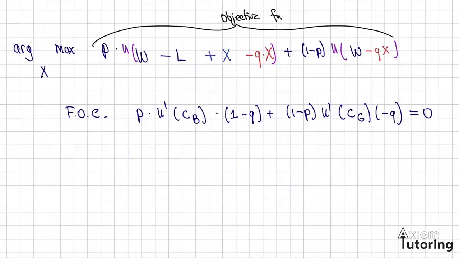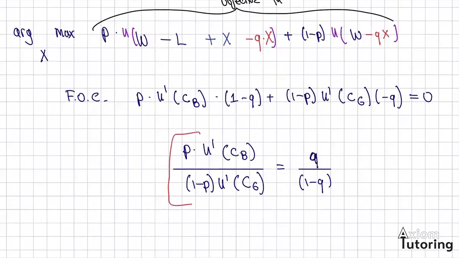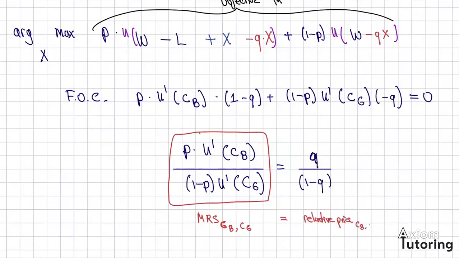So if I rearrange this, I will find that p times u prime in the bad state over 1 minus p times u prime in the good state will equal q over 1 minus q. And I like to write it this way precisely because this thing here is the marginal rate of substitution for consumption in the bad state and consumption in the good state. And this thing here is the relative price of consumption in the bad state in terms of consumption in the good state. So this is the marginal rate of substitution. This is the optimality condition.